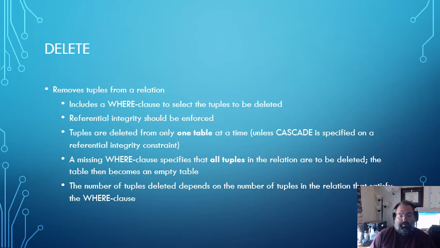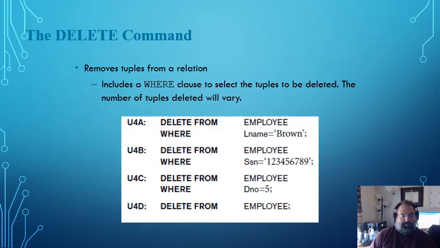Referential integrity will be enforced whenever deletes are involved. Tuples are deleted in one table at a time, unless cascade is involved, where it will remove those things that are related. A missing where clause indicates that you want to delete everything. So be very cautious of not having a where on your delete, unless that's what you really want to do, and you will not get any prompting. It will just simply delete everything. So might be a lesson you don't particularly want to learn. The number of tuples deleted depends upon the number of rows in the tuples that match the where clause that is used in your delete statement.